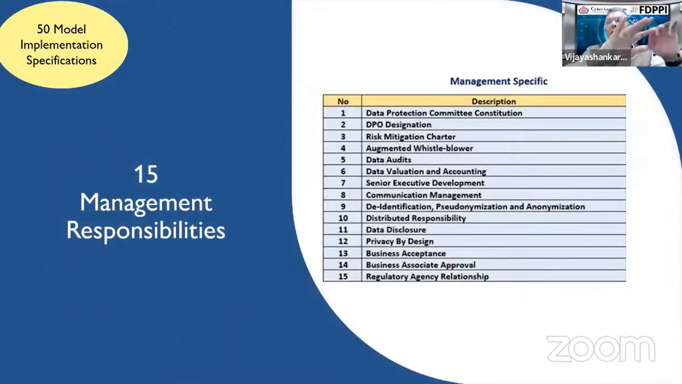Now, standards are umbrella requirements, but what is more relevant for an implementing person is the model implementation specifications, which are 50 in number, divided into 5 categories. Management specific, some 15 responsibilities are there, which includes the DPO designation, having the risk mitigation charter, then whistleblower concept, data audits, something of this nature.